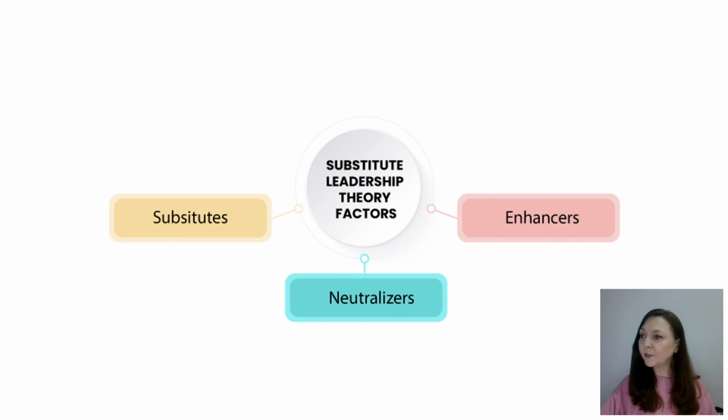Next is the leadership substitute theory. Steve Kerr and John Jermier proposed that certain situational variables prevent leaders from affecting their subordinates' attitudes and behaviors. This theory looks at the conditions under which situational factors can function as substitutes for leadership. There are factors in the environment that can either enhance or neutralize the direct involvement of the leader, subject to the task, environment, and followers.